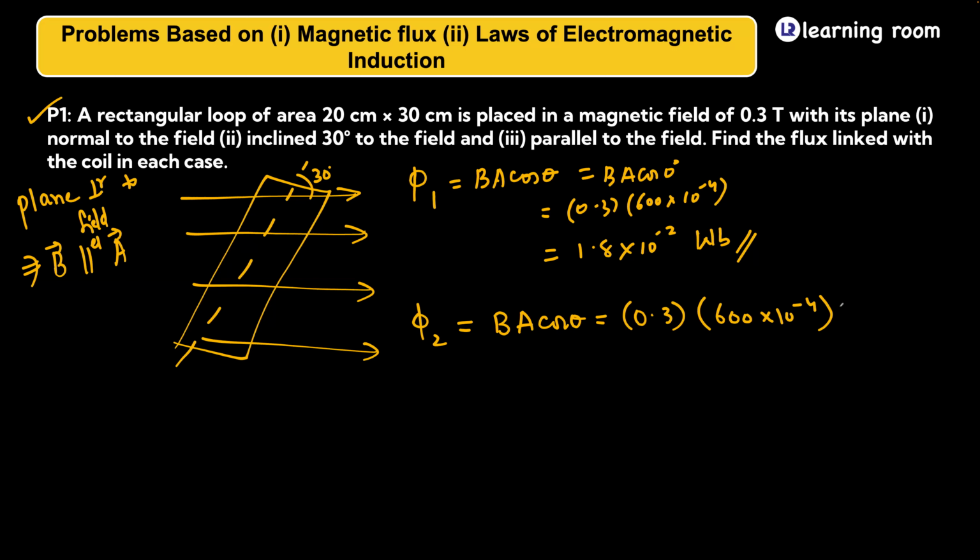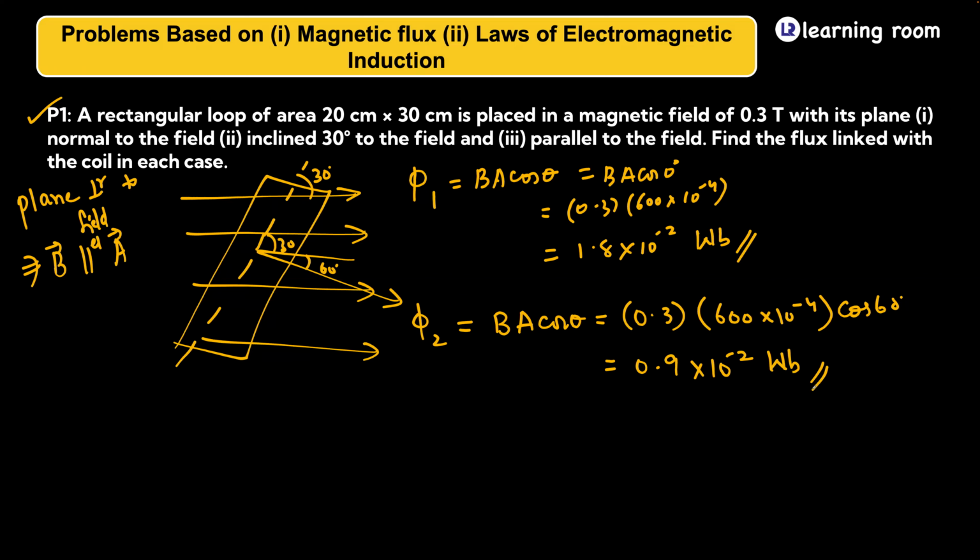And what value of theta do I need to take? Theta should not be taken as 30, because 30 is the angle made by the plane. You need to take the angle made by the area vector. So if the plane makes 30 degrees, the area vector makes 60 degrees. Is the point clear? So cos 60 is half. Everything will be the same except that it gets divided by half. So the answer will be 0.9 into 10 power minus 2 Weber.